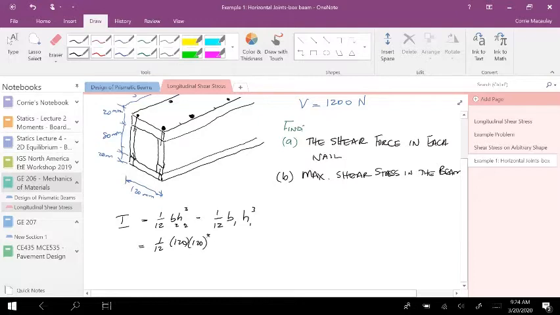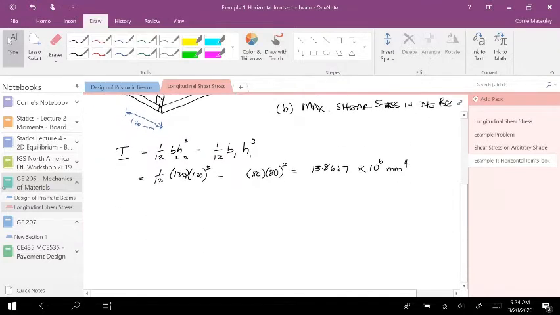it's a square beam, minus 1/12, and the inner portion is 80 by 80, so 80 cubed. And you should end up with a moment of inertia of 13.867 times 10 to the 6 millimeters to the 4th power. Right, so we have I. It was easy to calculate because we got a rectangular beam.